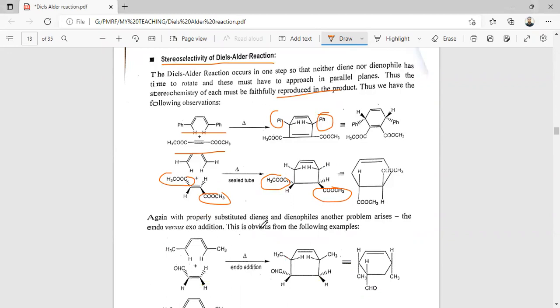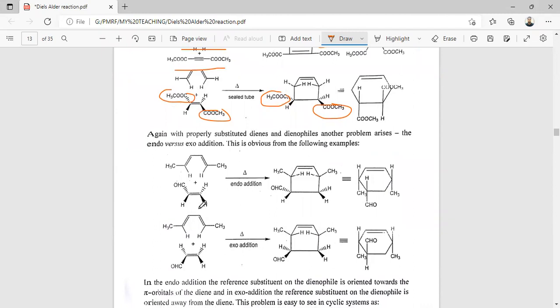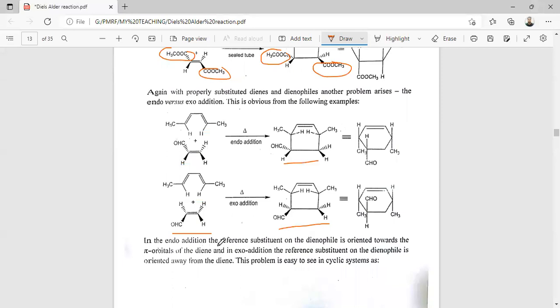with properly substituted dienes and dienophiles, another problem will arise: the endo versus exo addition. This is obvious from the following example. So here, in this endo addition, this product is formed. In this exo addition, this product is formed. So in the endo addition, the reference substituent of the dienophile is oriented towards the pi orbital of the diene. In the exo addition, the reference substituent of the dienophile is oriented away from the diene.